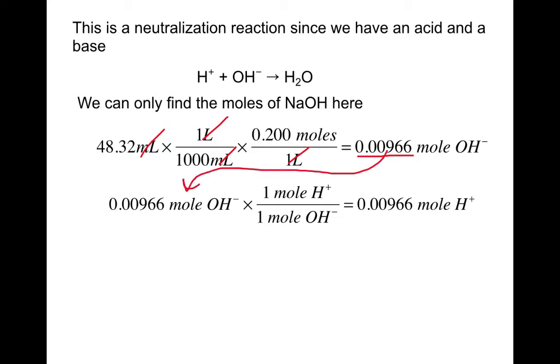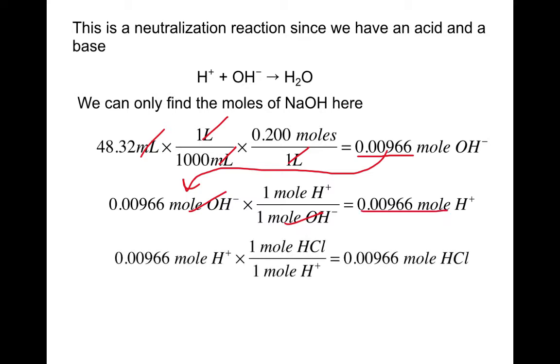Now I'm going to take that value and move it down here. Since I needed that many moles of hydroxide, how many moles of H plus did I need? Well, our stoichiometry tells us it's a 1-to-1 ratio between H plus and OH minus. So my moles of hydroxide cancel here, leaving me with moles of H plus. I take that answer right here and move it down here. And so now I know my moles of H plus, and there's 1 H plus for every 1 HCl. My moles of H plus cancel, leaving me with 0.00966 moles of HCl.